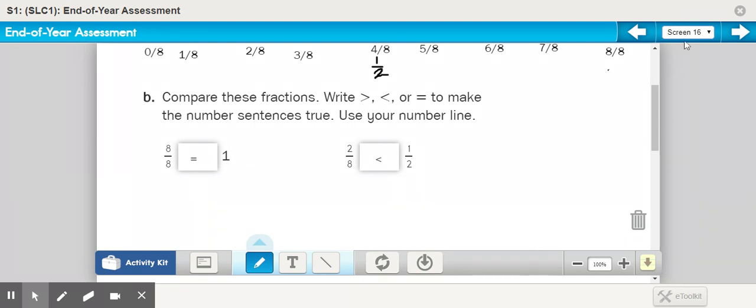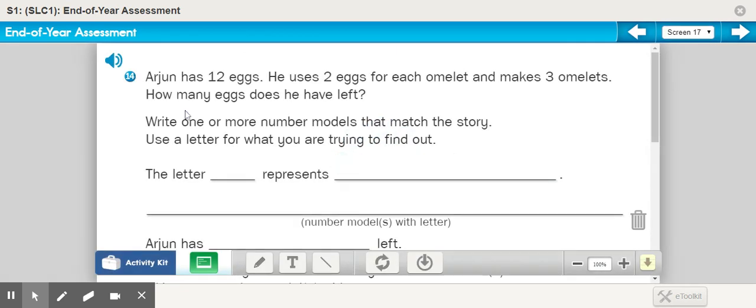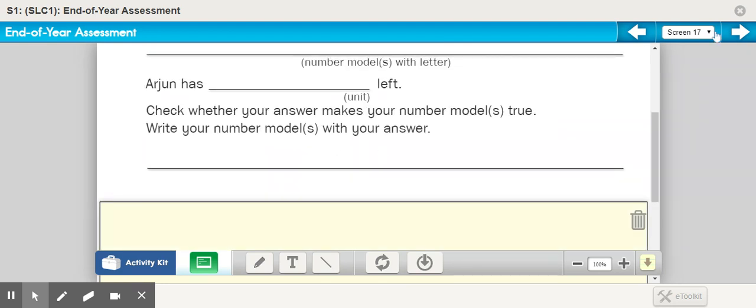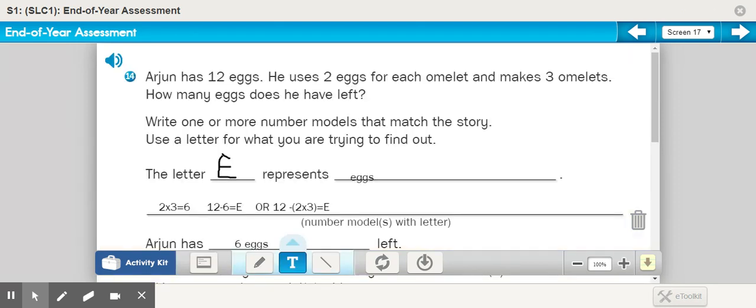Moving to the next problem. Arjun has 12 eggs. He uses 2 eggs for each omelet and makes 3 omelets. How many eggs does he have left? Write one or more number models that match the story. Use a letter for what you're trying to find out. The letter blank represents blank. Number models with letter. Arjun has blank left, and then check whether your answer makes your number models true. Write your number models with your answer. I'm going to pause the video at this time, and then I will show you my completed work.